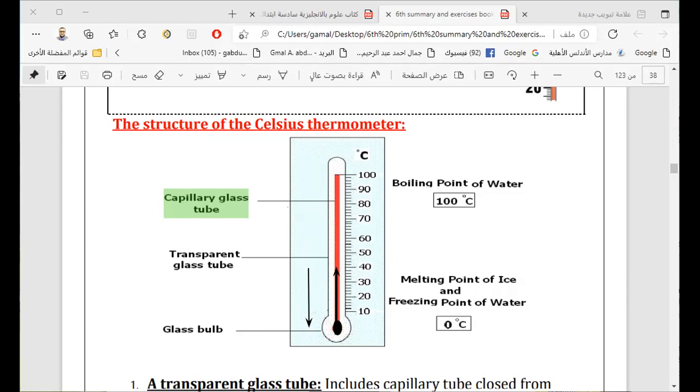If the mercury goes up, what does it mean? It means the weather or the liquid is getting hot. Very good. If the mercury goes up, the weather or the liquid is getting hotter.